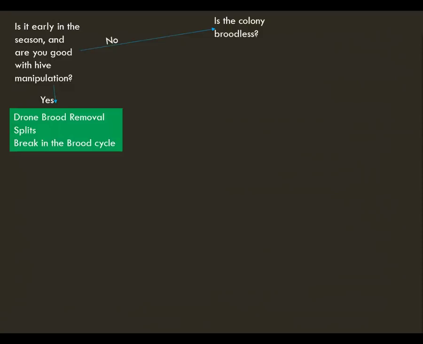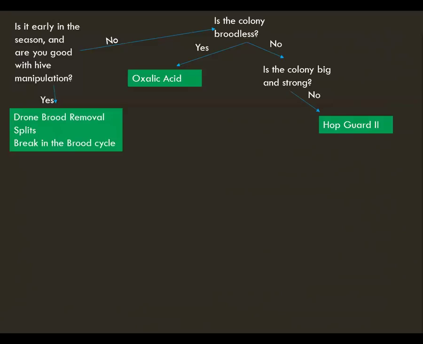So if the colony is broodless, then oxalic acid is awesome. So again, this is like when we get a package or in conjunction with the splits or also at the end of the season. If not, if the colony is a little tiny nuke, then Hop Guard is an option. So that's a nice one that we can use if the colony is pretty small so that we're not using something that's much too dramatic for it.